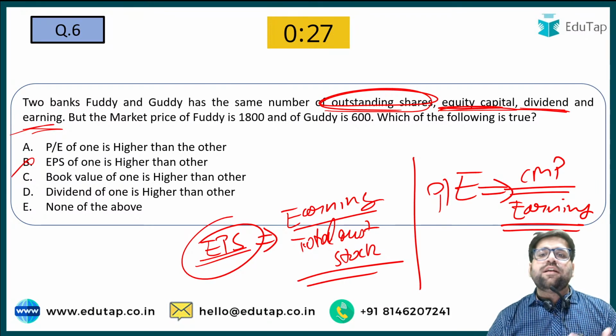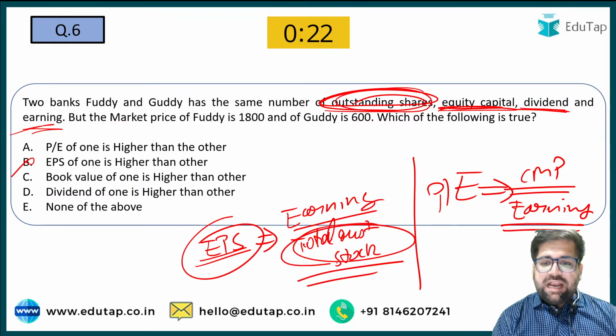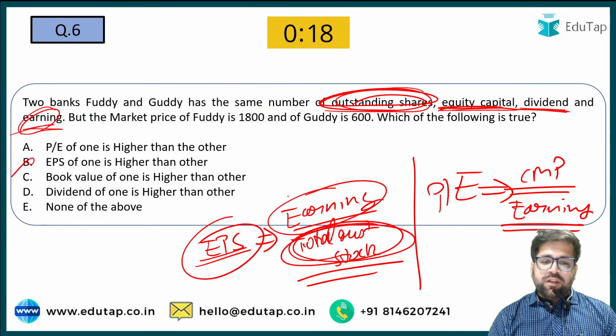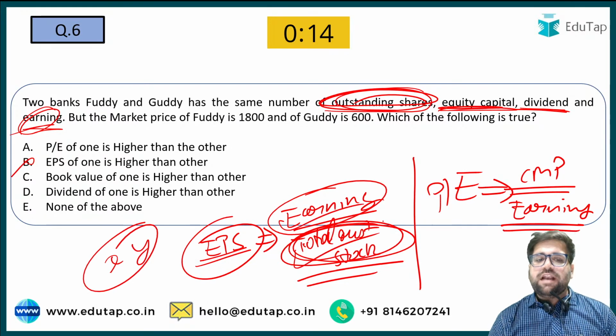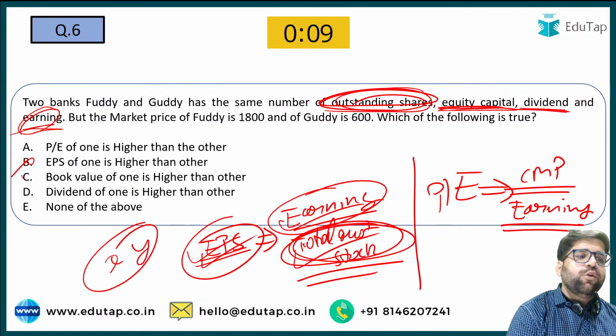How can you tell that EPS of one is higher than the other when your total outstanding shares and earnings, they both are the same? So if I say X and Y have the same earning and they have the same outstanding shares, which means that EPS will be same, as simple as that. Now let's come to option C.